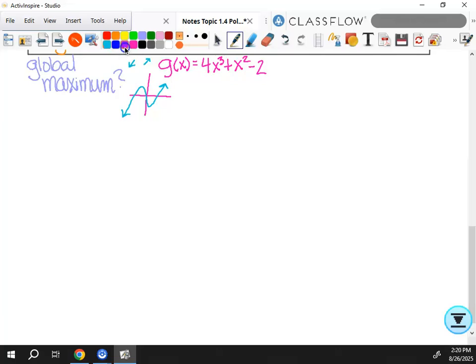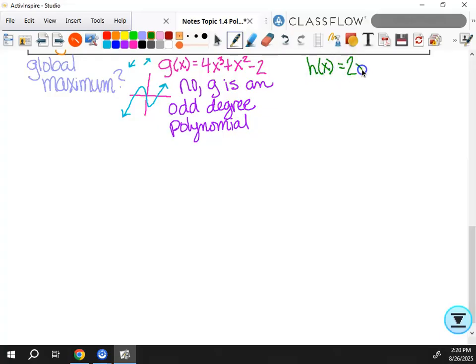So to answer this question, do we have a global maximum? The answer is no. G is an odd degree polynomial. That's how you know. And I think the sketches can help you sometimes wrap your mind around what's going on. Okay, what questions do we got? We good? All right.